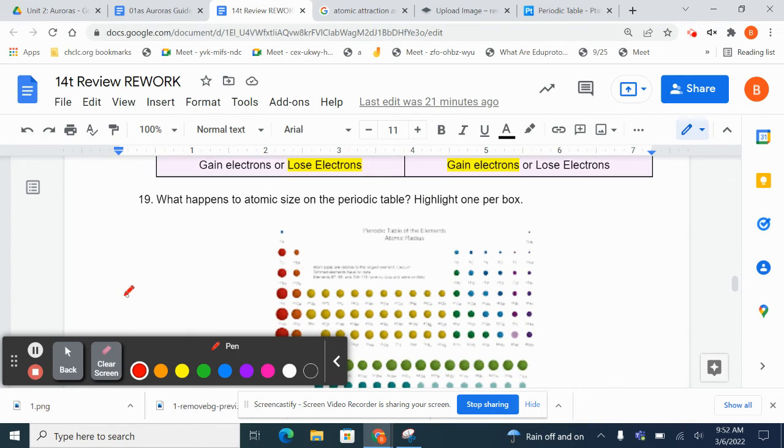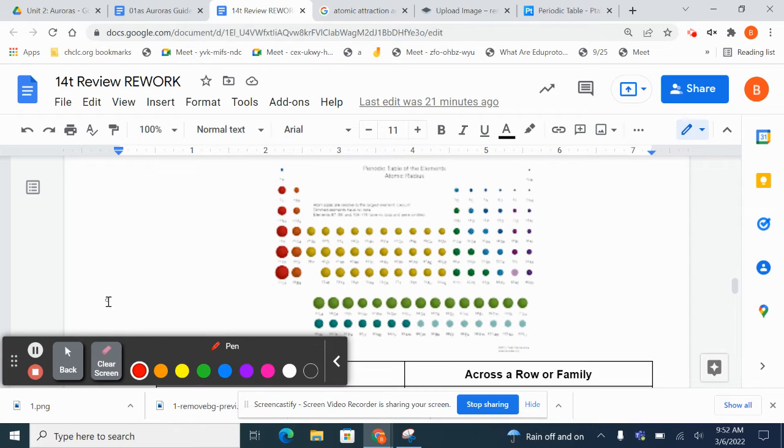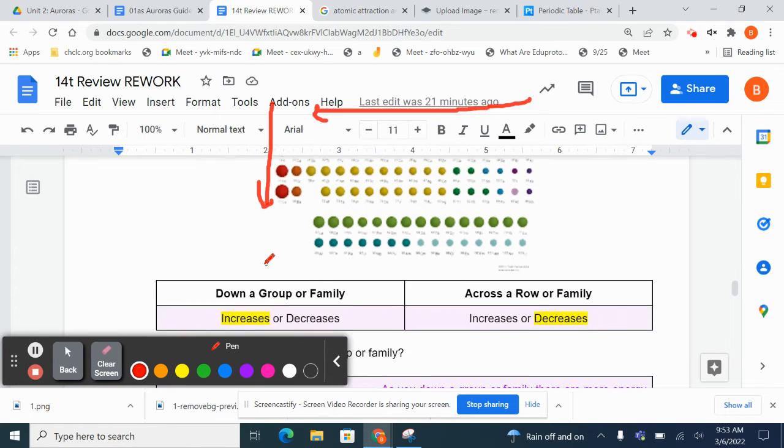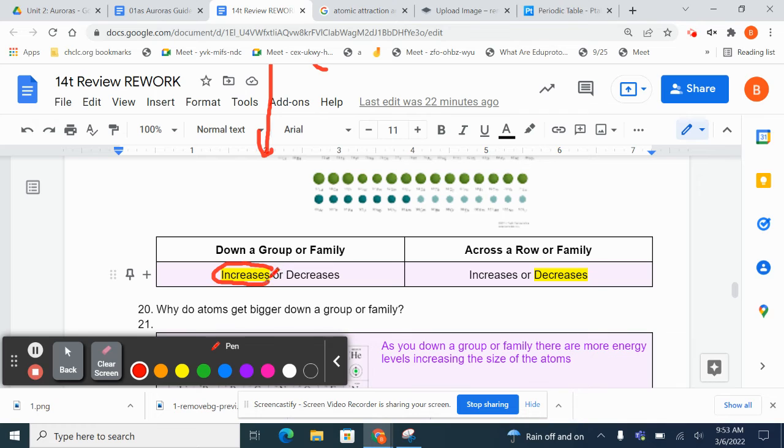All right, so I just added a visual to help you guys with atomic size. What happens to atomic size on the periodic table? And you can see here it gets bigger as we go down and actually bigger as we head to the left. So when we talk about going down, it's going to increase. When we talk about across, we're always talking left to right, just like you read a book, and so it's going to decrease.